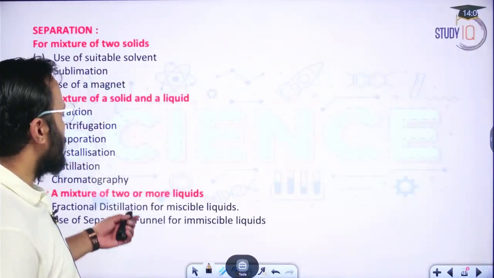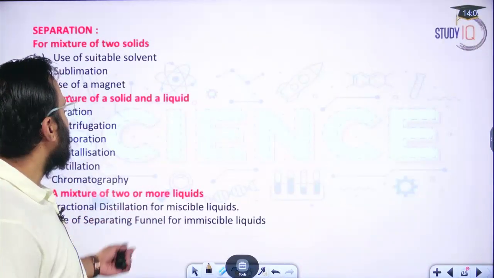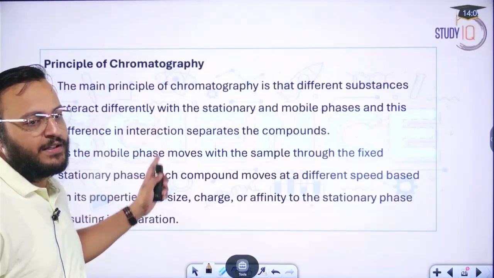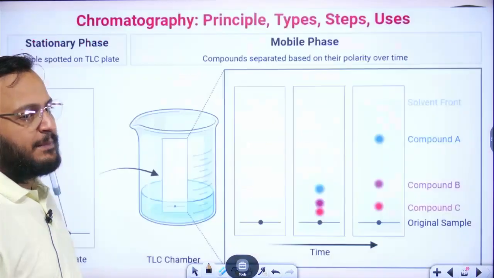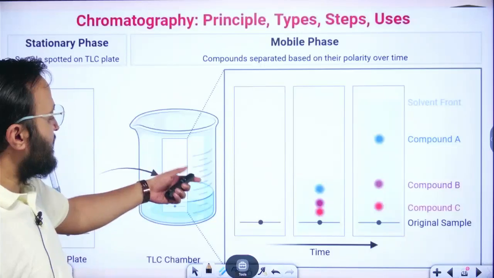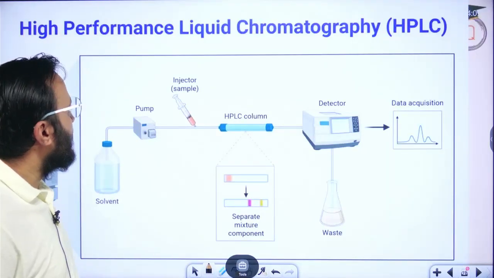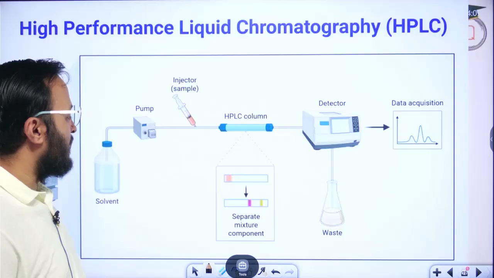Then guys, the separation of liquids, solids and other things. So separation techniques, particularly chromatography, is very important. So chromatography, the types, etc., we will do it. Then thin layer chromatography, or you can say high performance liquid chromatography.